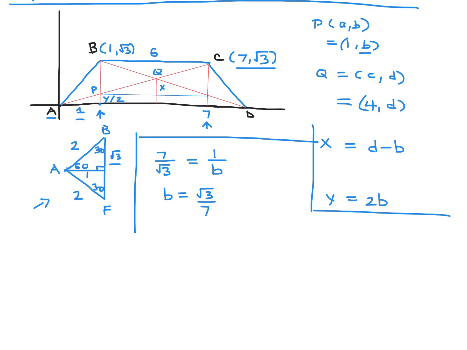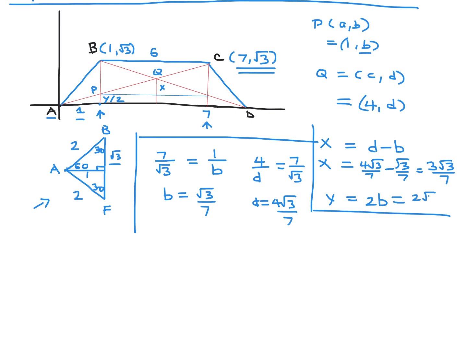And very similarly, 4 over D, if you look at the coordinates of Q, if you compare the x to the y-axis, that would be the same as 7 over root 3. You're comparing it again to C. So that would solve to give D as 4 root 3 over 7. So now we can get a calculation for x. D minus B would be 4 root 3 over 7 minus root 3 over 7, which is of course 3 root 3 over 7. And y is 2b, so that's going to be 2 root 3 over 7.